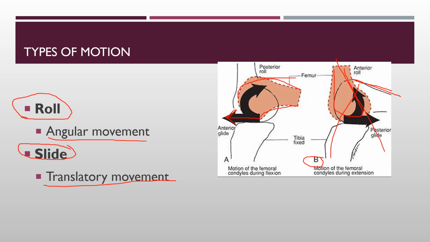So in image A here, you could kind of picture, right, if this is the motion that the joint starts in and the bone moves backwards, well, now this portion of the joint is way up here. So it's sliding anterior, okay, as the bone rolls posterior.